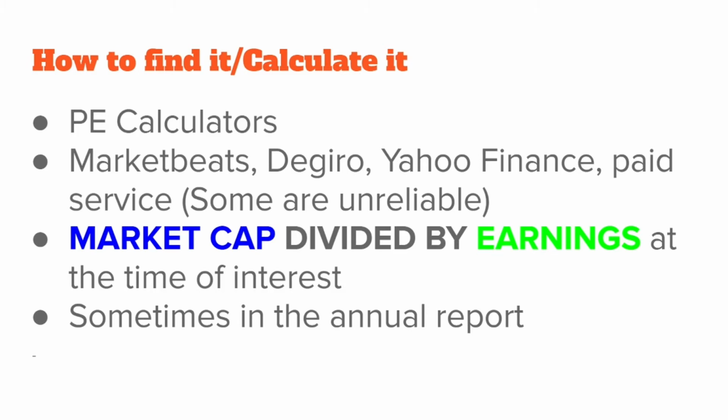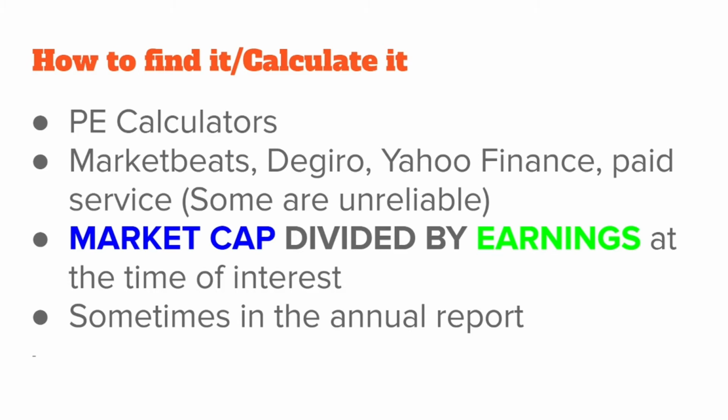Another way you can do it, but this is more cumbersome, is to go into the annual reports of companies and calculate it by yourself. You use the market cap divided by the earnings at the time you are interested in calculating this PE ratio. Sometimes the PE ratio can even be mentioned in the annual report, where the company itself has calculated the PE ratio.